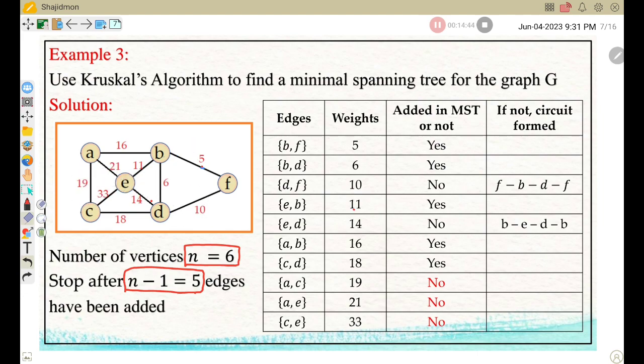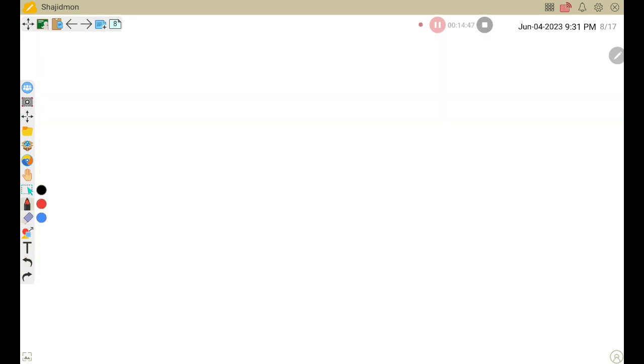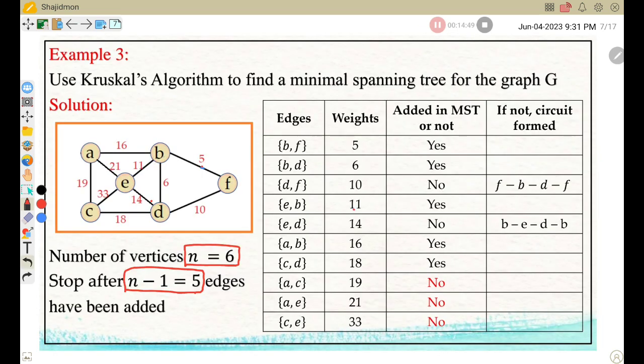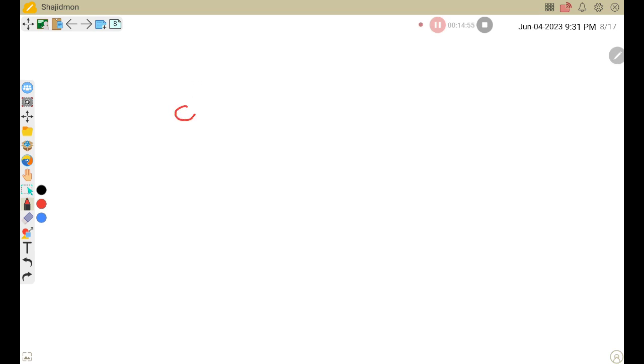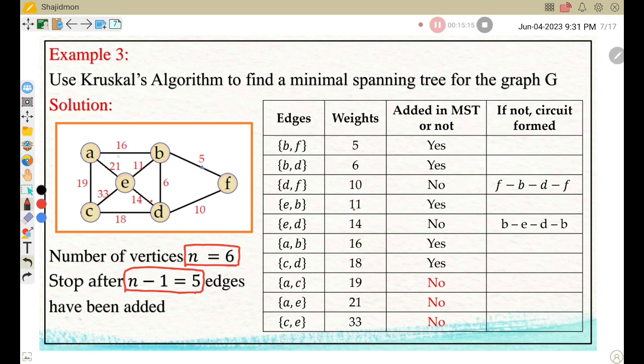I can show here how we are doing that. For example, first I am marking the vertices: A, B, C, D, E and F. We draw all the vertices because the spanning tree should contain all the vertices, keeping the same order as the graph.